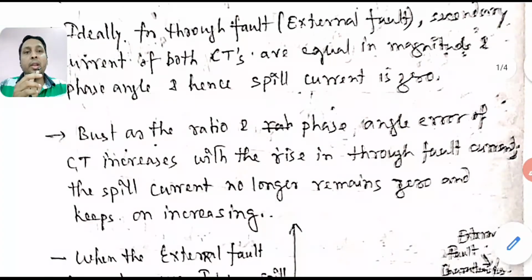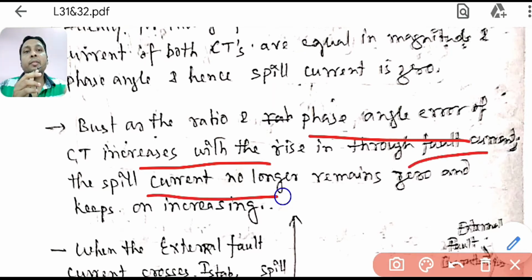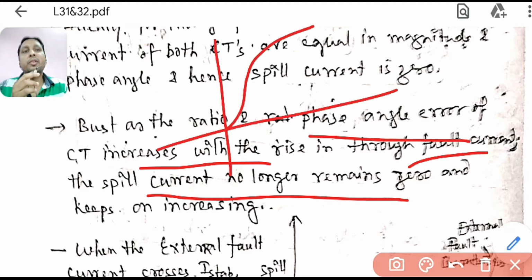And this spill current and this error increase with the rise of through fault currents. If you keep on increasing your through fault current or external fault current, if it is very high, then this error gets magnified. More and more errors will come, and due to which your spill current will increase. We have already seen this error comes because of CT saturation. It will cross the saturation curve where it is not directly proportional.